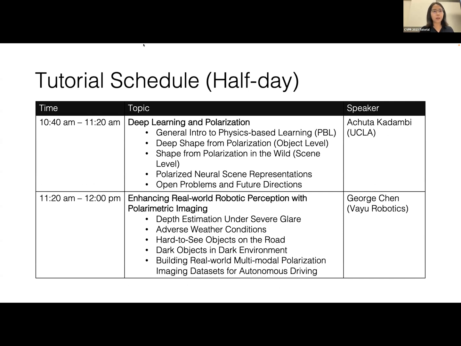All right, without further ado, let's welcome our first speaker, Professor San-Juan Baek, who will give an introduction to polarization and also polarimetric BRDF.